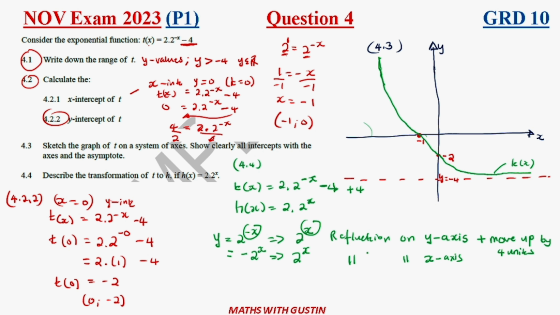Great. So the total transformation on this function, which is 4.4 in this case, is this one here. It was reflected on the x-axis and moved up by 4 units. So therefore it becomes h of x. All right, so that's how you deal with a question like this one on exponents.